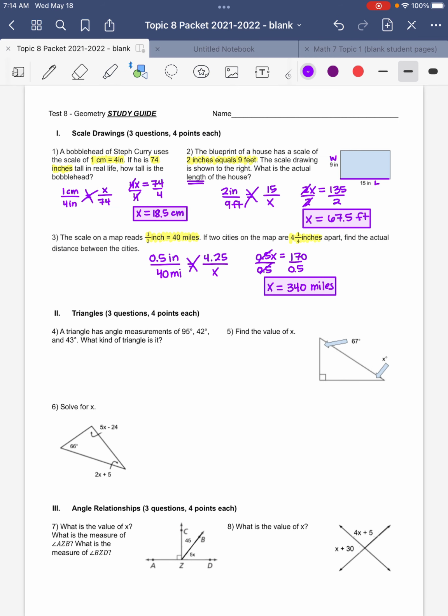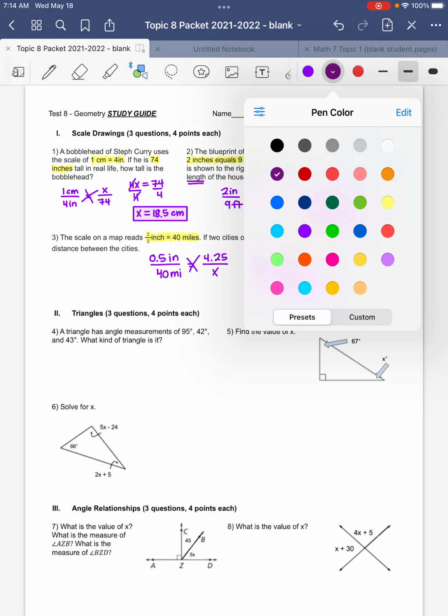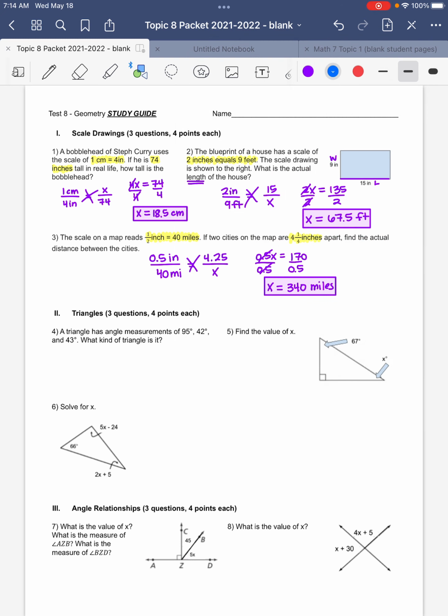Okay. Let's move on to our second topic. Our second topic is triangles. There will be 3 questions, and they will be 4 points each. So number 4, a triangle has angle measurements of 95 degrees, 42 degrees, and 43 degrees. What kind of triangle is it?